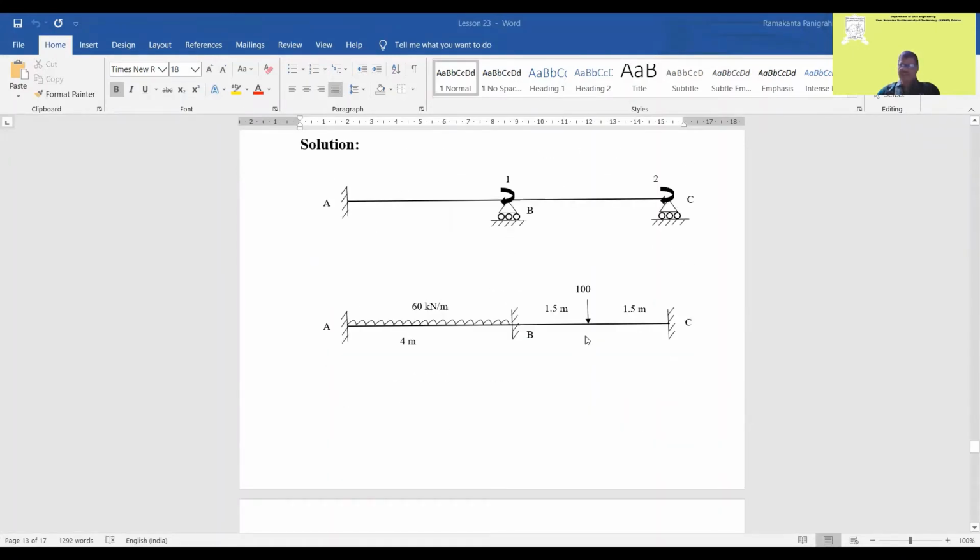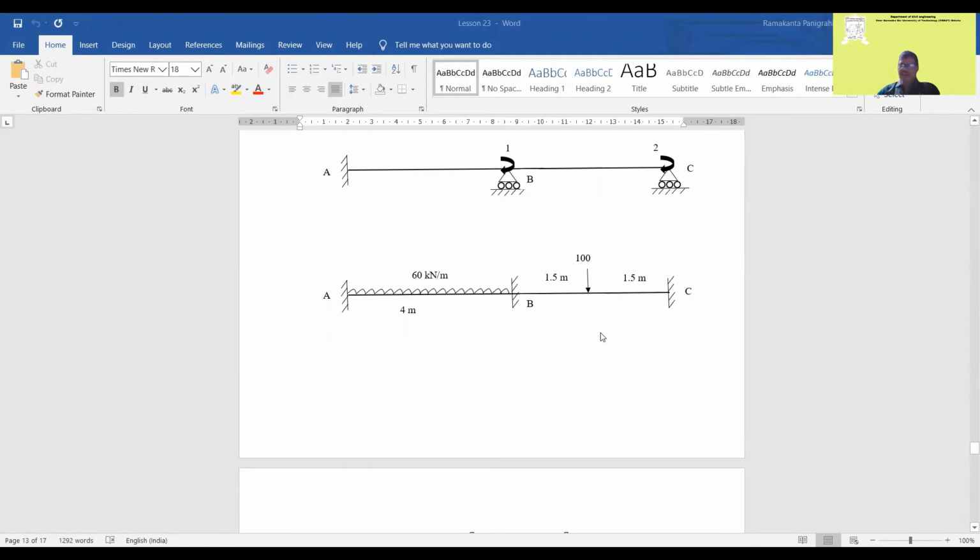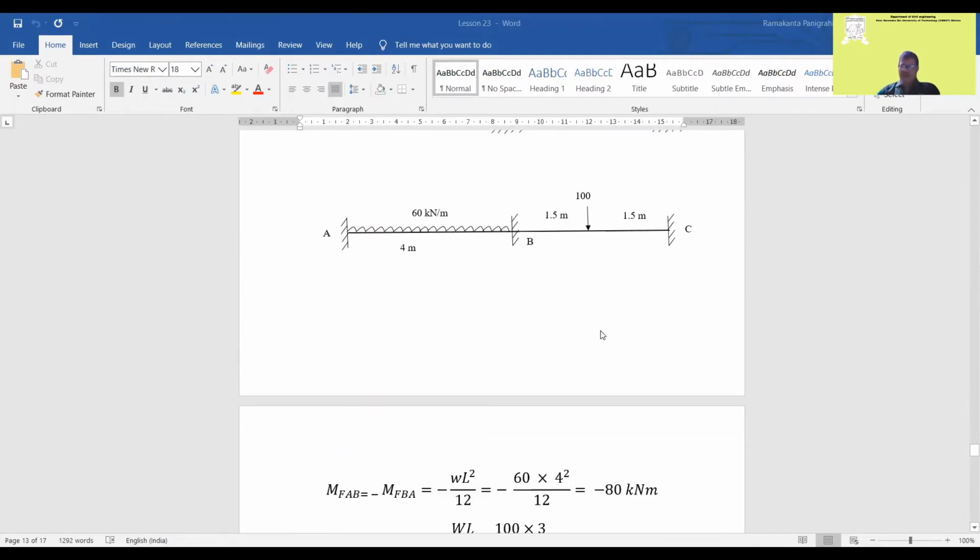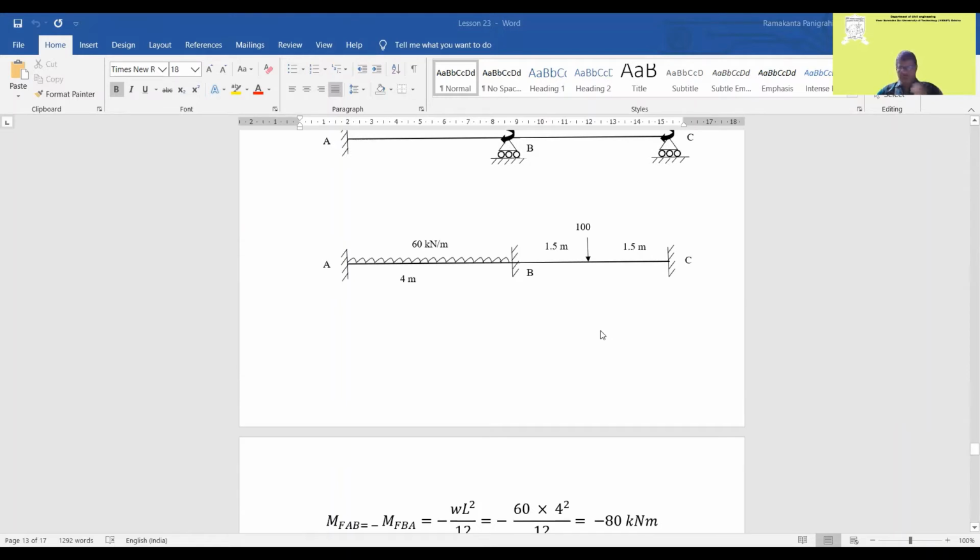So this is the restraint structure. Now in the restraint structure, you have to calculate the forces developed at the joints. Now for AB, AB is a fixed beam with a UDL of 60 kilonewton per meter.